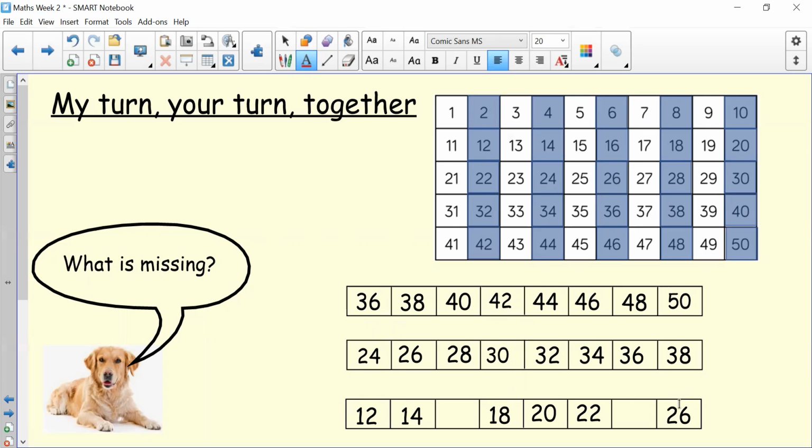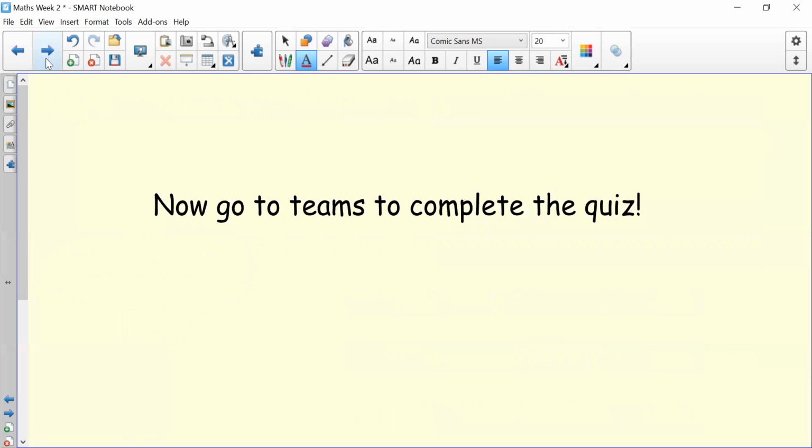Now have a go at the last one on your own. Read the numbers on your own and work out which numbers are missing. Pause here to have a go. So the missing numbers are 16 and 24. Let's count and check. 12, 14, 16, 18, 20, 22, 24, 26. Well done if you got that right.